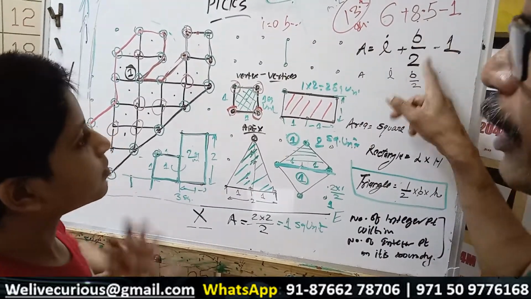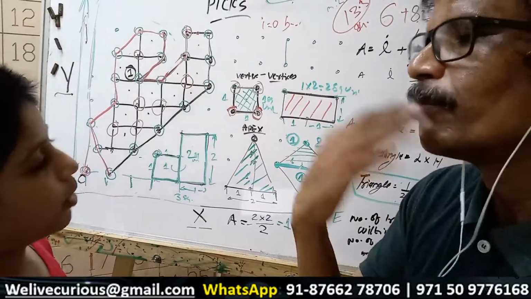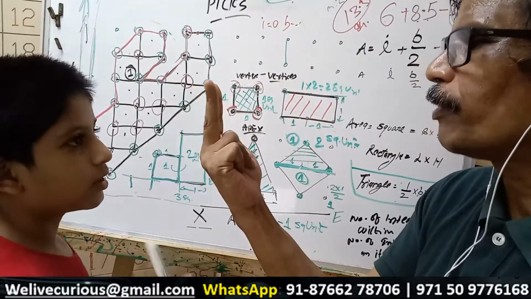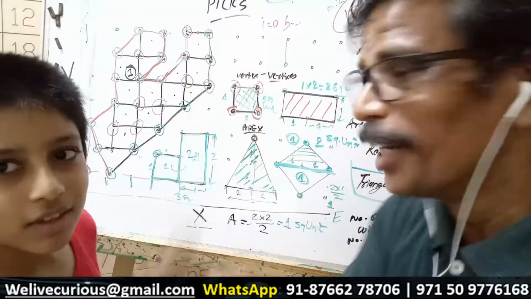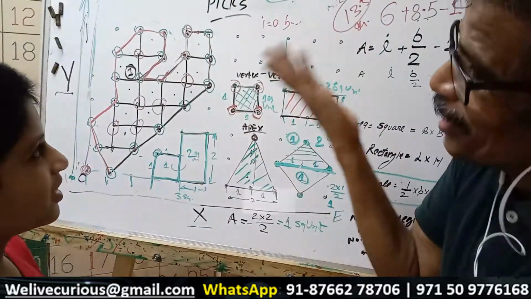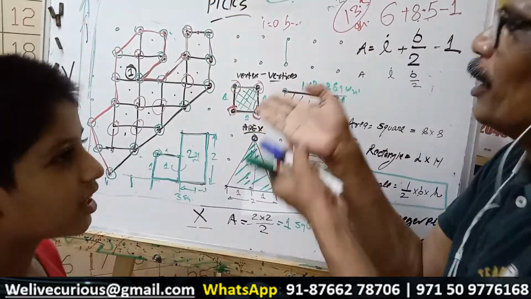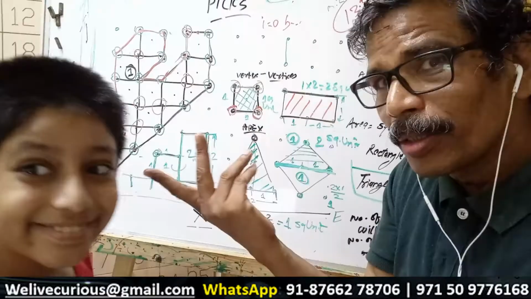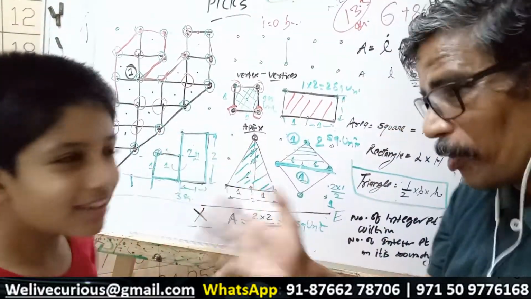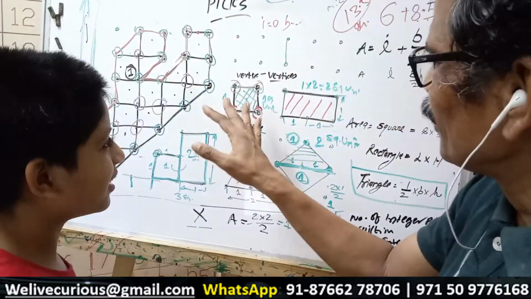Border points: make it half, take away 1. Border points 4, make it half, take away 1 is 1. So 1 square unit. Pick's theorem also says 1. Actually, the direct count is also 1. So we are good to go. Done. This is taken care of.